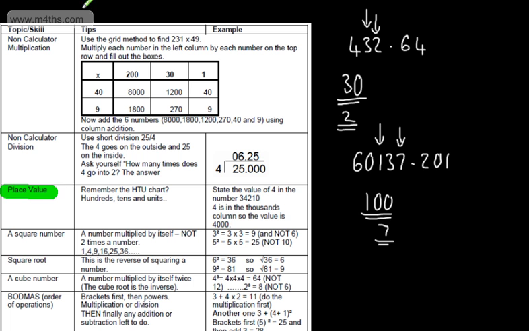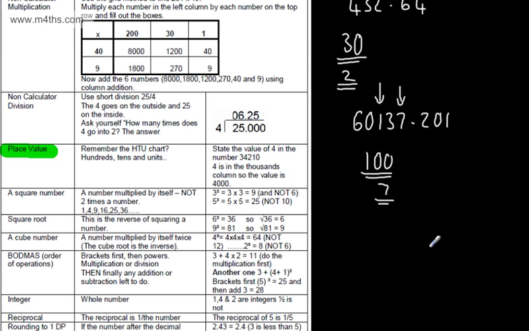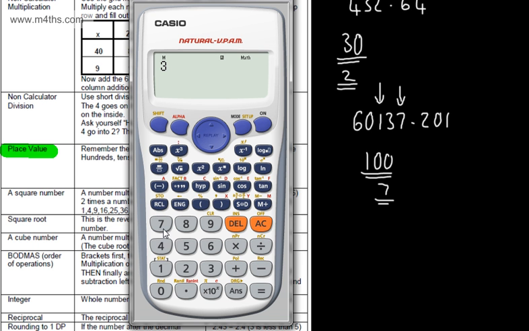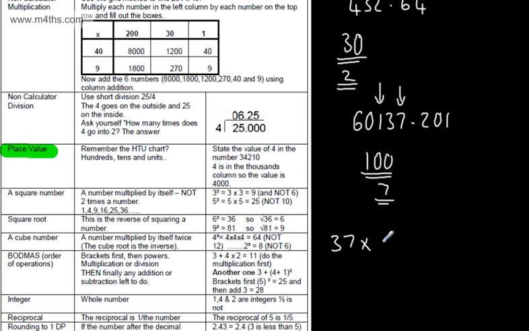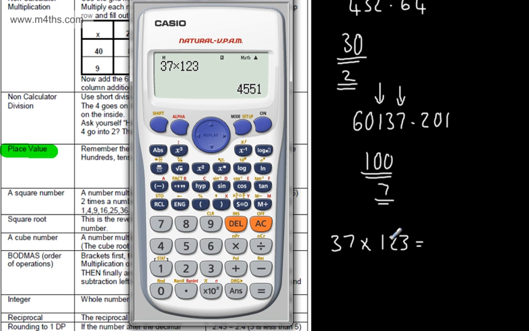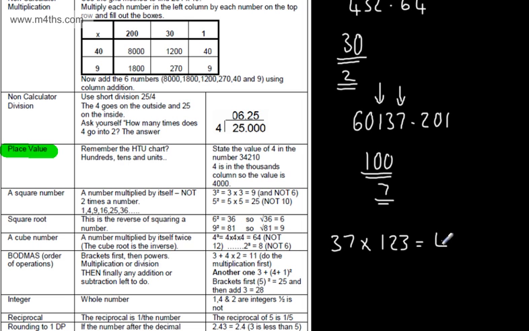In an exam, often now they're doing questions, well, they've always done them. They will give you some calculation. So let's just do a calculation. Let's say 37 times by 123. So let's write this in. 37 times by 123. This isn't place value as such, but it's an interesting thing that we can look at this stage. This is going to give me now 4,551.